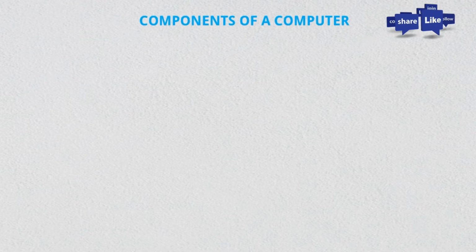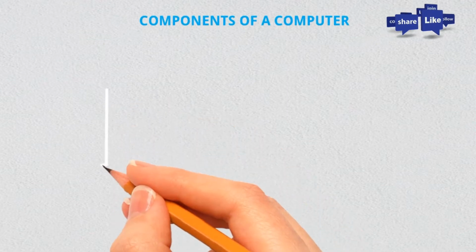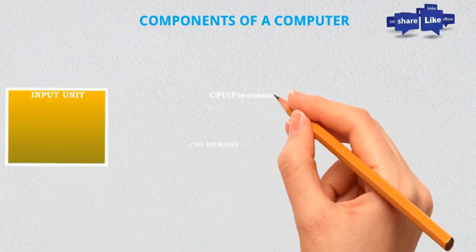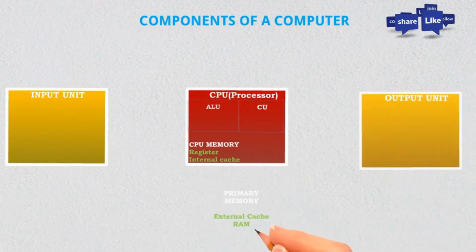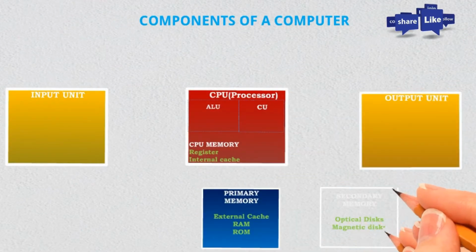Components of a computer are divided into 5 parts. That are input unit, CPU, output unit, primary memory and secondary memory.